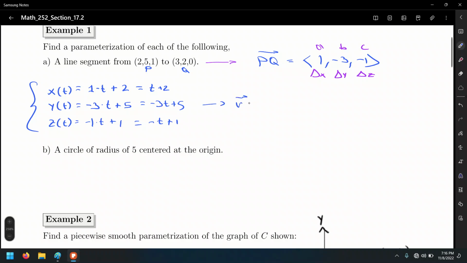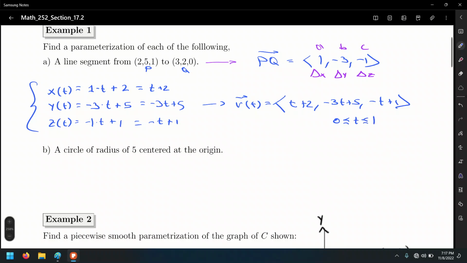And if we write it in vector form, because we will need to write this notation as well later, that's going to be <t plus 2, -3t plus 5, and -t plus 1>. However, since this is a line segment, we need to specify its domain. Because in this case we're using the initial point and the final point, the domain for this function is 0 to 1.